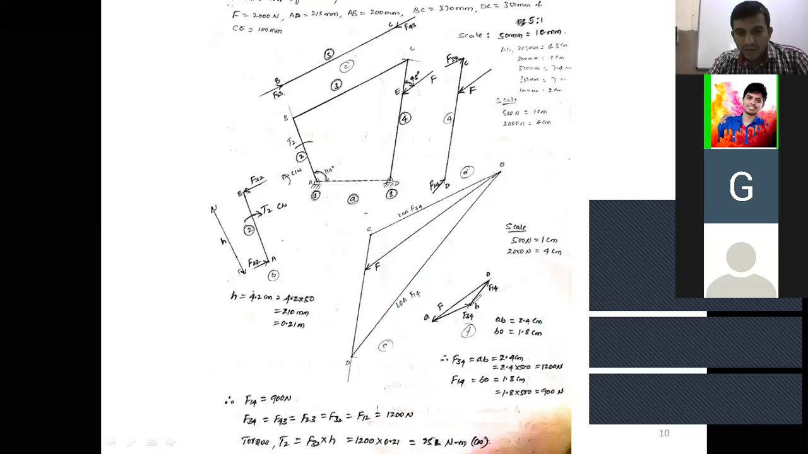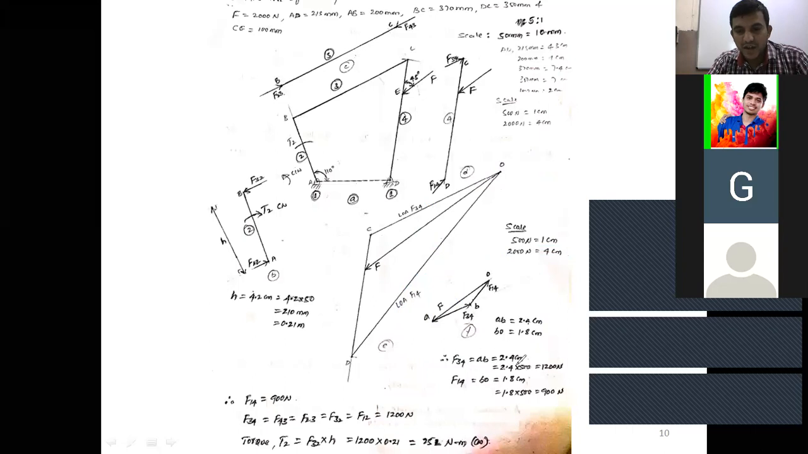Now we'll get point B. OA is the magnitude of the external applied force. Once you get point B, measure AB. Now, which force is acting here? The length of the line AB shows F34. That is, F34 is equal to AB. How much do you get?